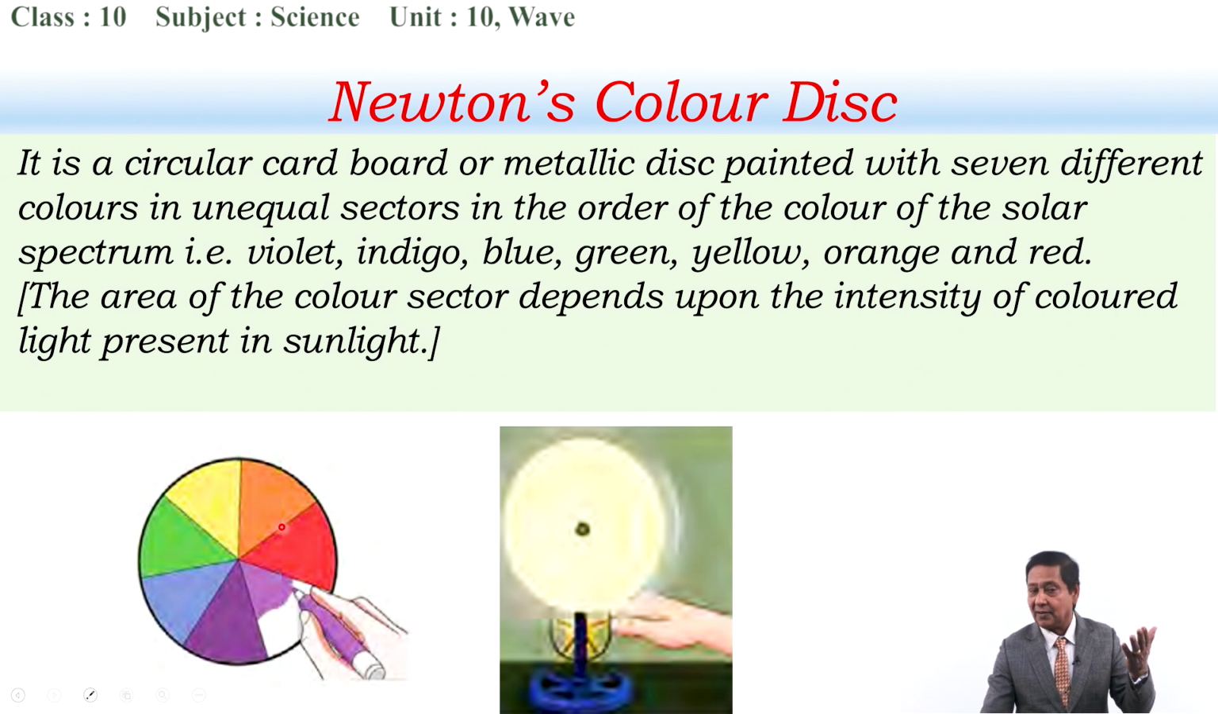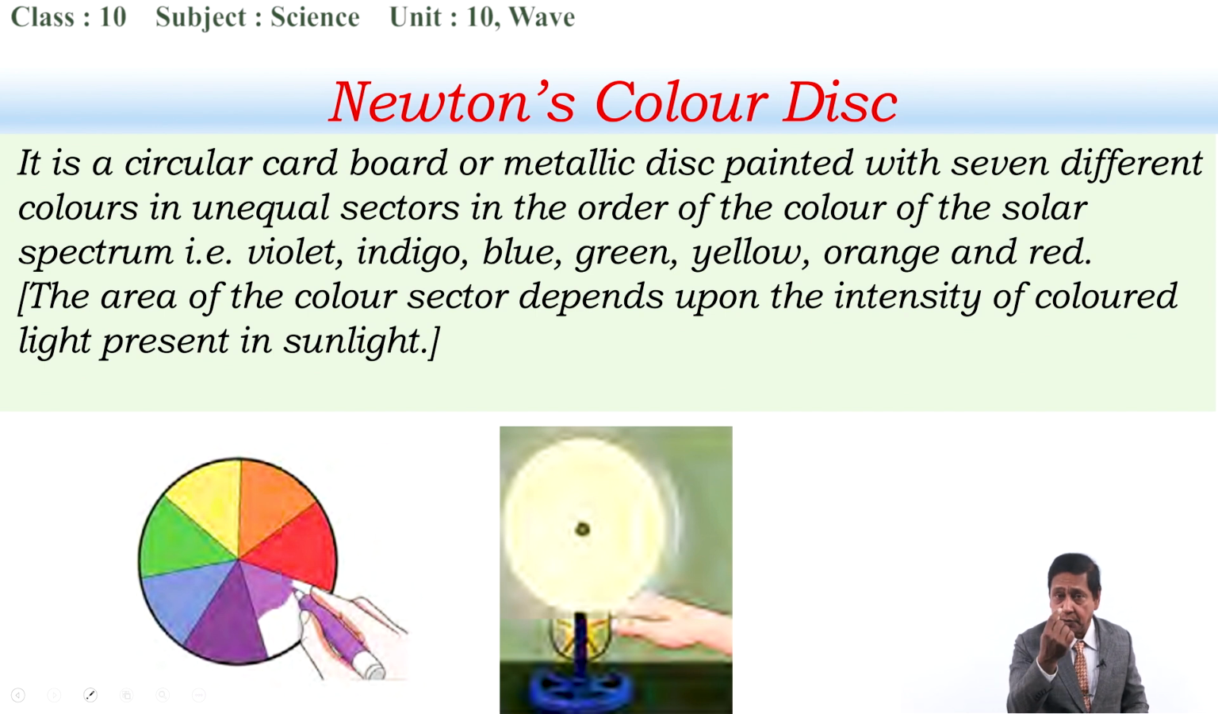When this Newton's colored disk is rotated, then it appears white. It means this sunlight is made up of 7 different colored light. What is the explanation behind this? I want to explain this a little nicely. Do you know that if an object remains in front of you for 1/16 second to 1/20 second, only then does it become visible to you.